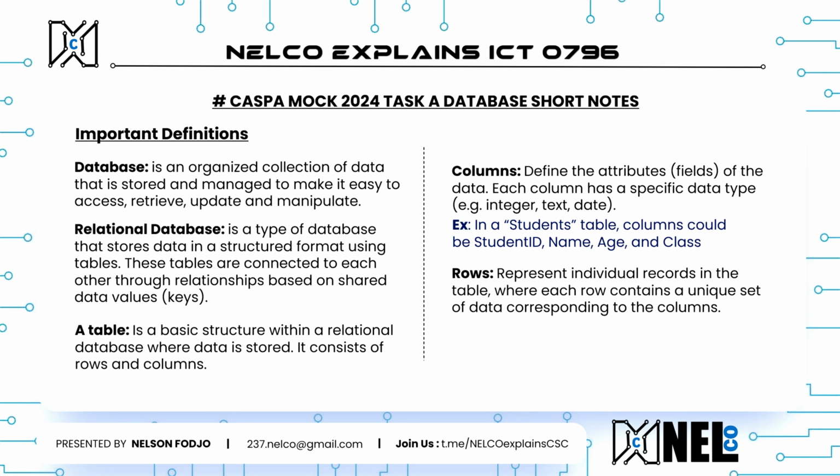Next, we have rows, which represent individual records in a table where each row contains a unique set of data corresponding to the columns. For example, the row of the student table might be Alice, 20 female ICT, which are the various information or the records of a particular person, which is Alice. This could be her age, and here it tells us that she's a female and she offers ICT.